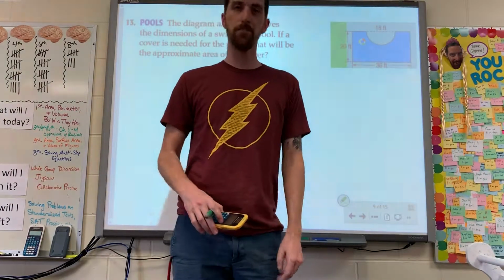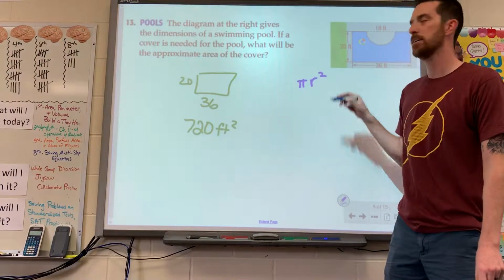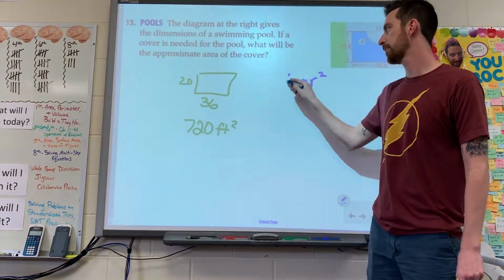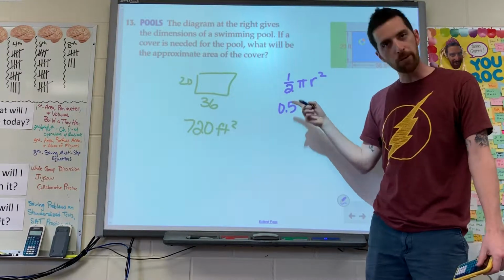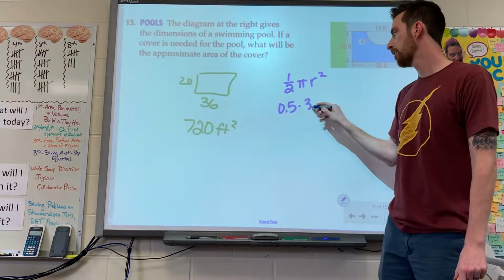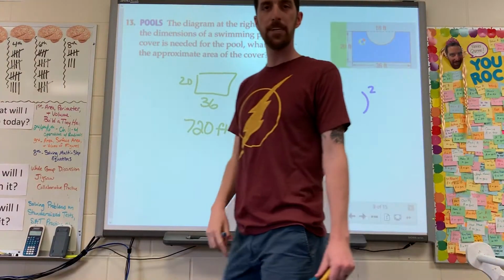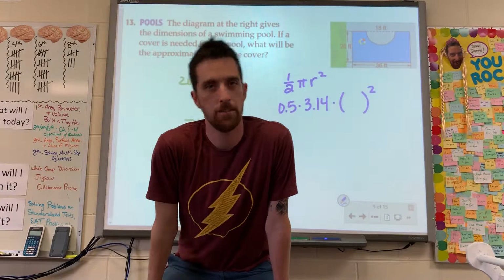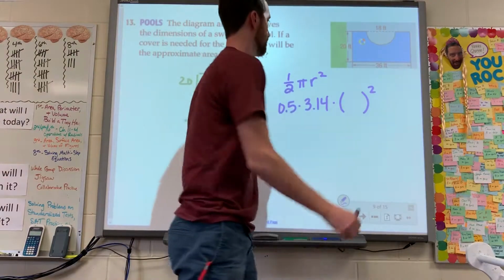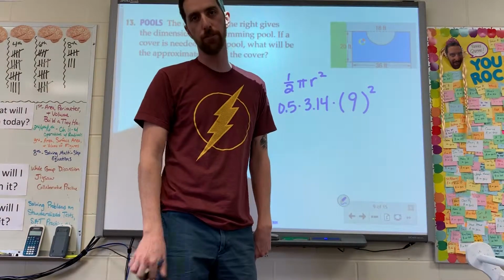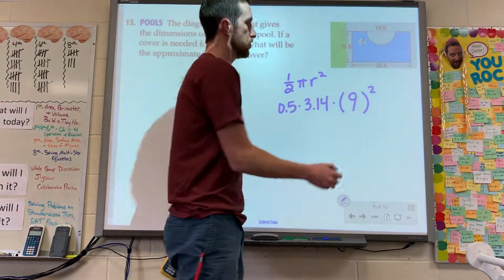But we're not covering that half circle. So again, circle formula is pi r squared. We only want half of that considered. So we're going to use 0.5. We're going to use 3.14. And then the radius squared. Now it tells us 18, but that's across the whole thing. That's the diameter. So what are we going to use for the radius? 9. That's right. We gotta do 9 squared first. What's 9 times 9? 81, that's right.